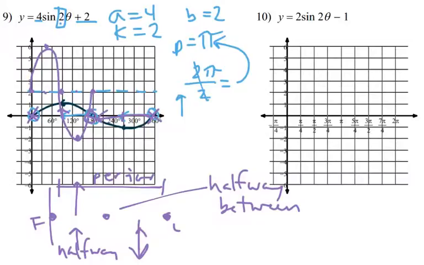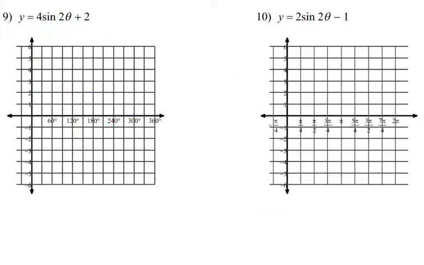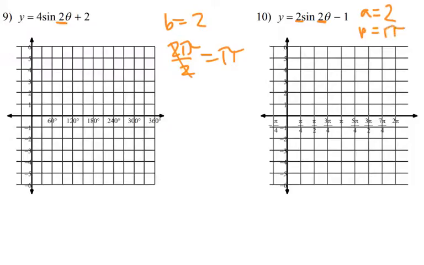Alright, so let's try number 10 now. Okay, so my amplitude is 2. Notice B is 2 as well, so we kind of know what that's going to be. B is 2, so I go 2 pi over 2, which becomes pi, so my period is pi. And my K, my midline, my vertical shift is -1. So I'm going down here to -1.